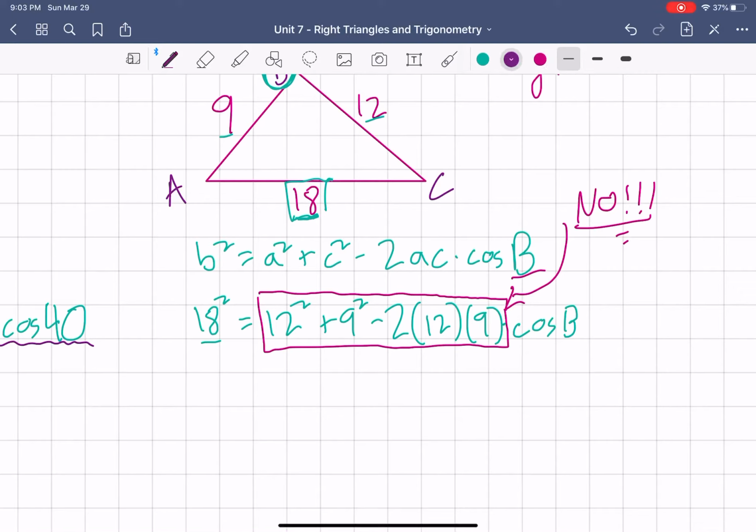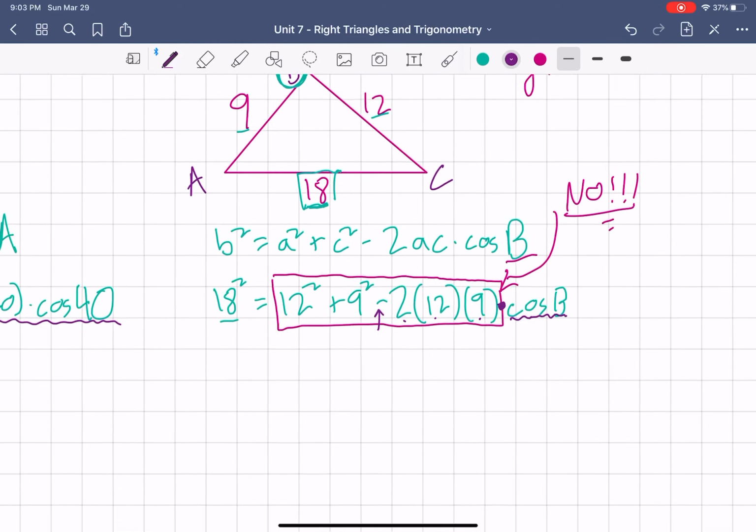And the reason for this is right here. You have 2 times 12 times 9 times cosine B, and over here you have a minus. Think about the order of operations. What comes first? Multiplication. Multiplication must come before subtraction, so you must multiply the 2 times 12 times 9 times your cosine of B before you subtract it. So since we don't know cosine of B, we just can't do that altogether. We have to simplify one piece at a time, okay?